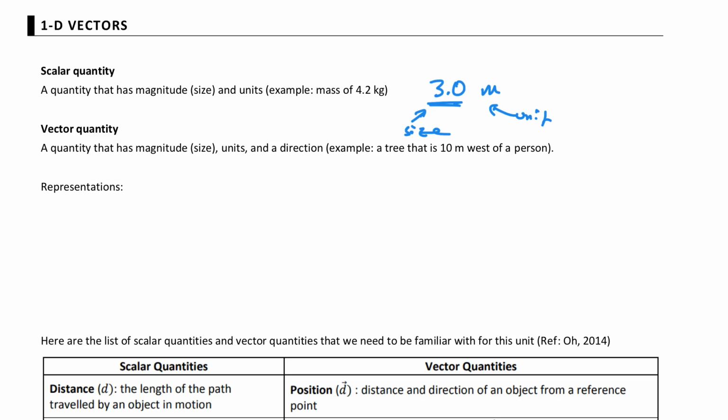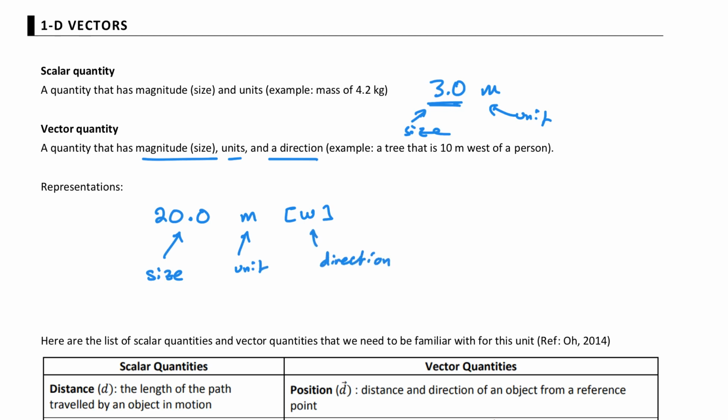Whereas a vector quantity has a magnitude or size, it has a unit, and it has a direction. So for example, we can say 20.0 meters in the west direction. This is our size or magnitude. This is our unit, and this is our direction. There are different ways of representing direction. Sometimes square brackets are used. Sometimes you can just mention what the direction is. But in order to show it, we have to use what's called a vector quantity.